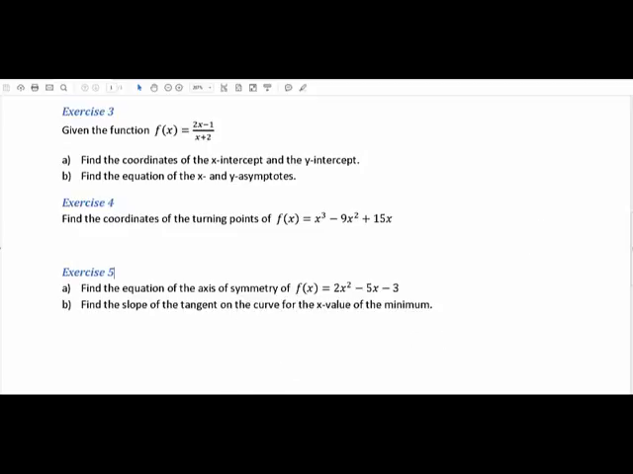writing down the function. 2x minus 1 over x plus 2. The name of the function is f, and it's a function of the variable x.